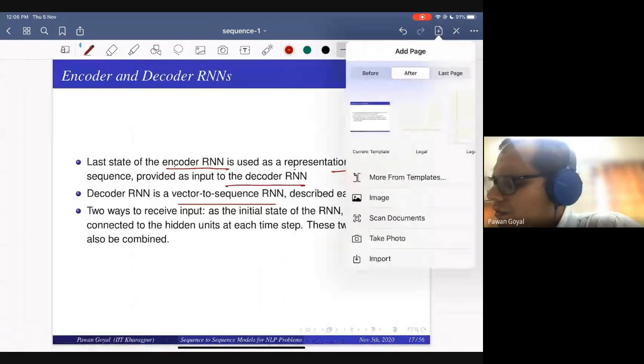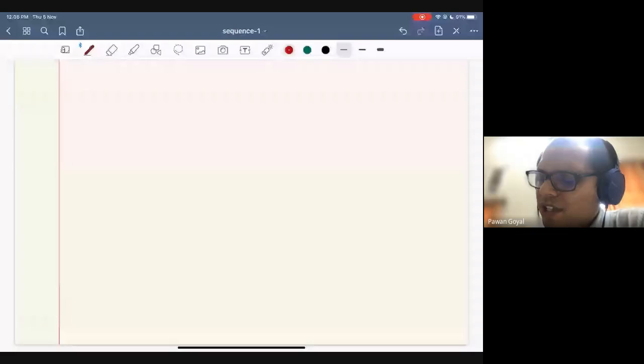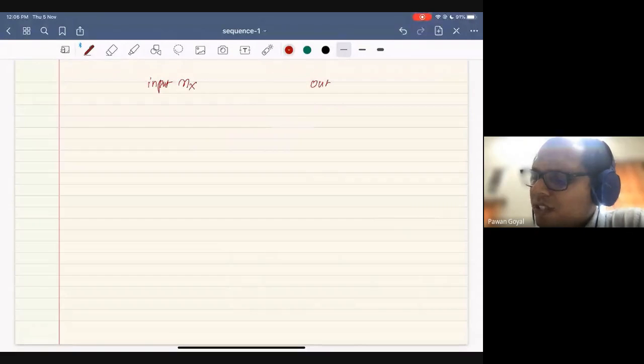Now let's talk about this again. I'm talking about a sequence of length nx and output sequences of length ny.